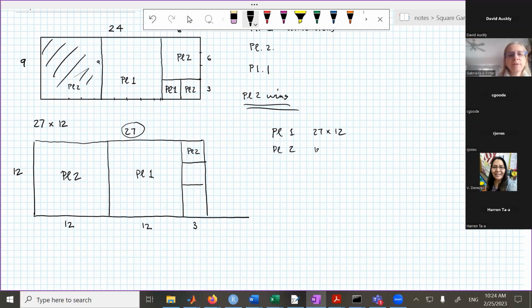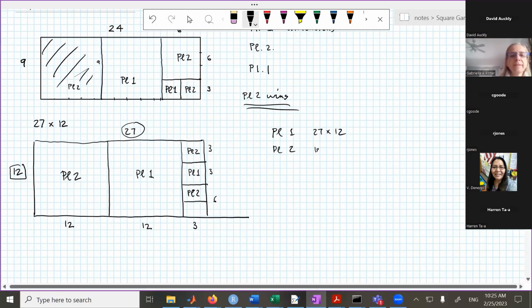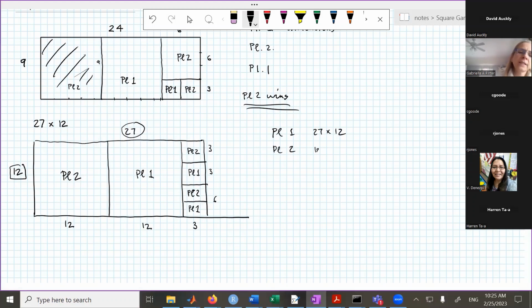Player 1 also does a 3 by 3. Right? This is 3, this is 3. We have 12 originally, so we have 6 left on this side. So there's another possibility for player 2 for a 3x3, and then player 1 finishes it with the last 3x3. Okay, so in this case, player 1 wins.